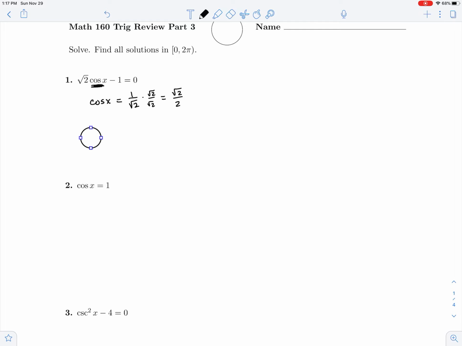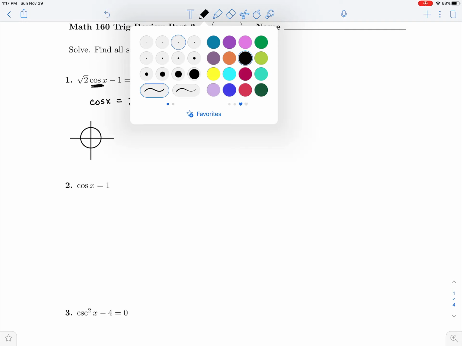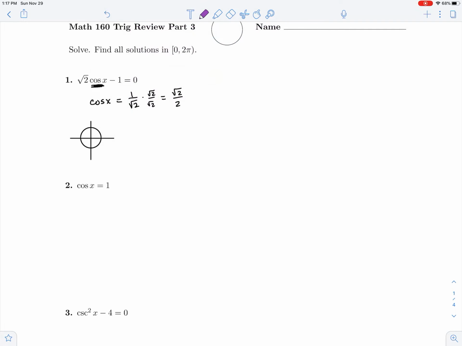To do this kind of problem, you want to look at a unit circle. At least this is my approach. There are other approaches, but just make sure when you're doing these that you get all the answers. So cosine of x is root 2 over 2 right here at the 45 degrees, or pi over 4 as we prefer. Over here, it's negative root 2 over 2, so we don't pick that one or this one.